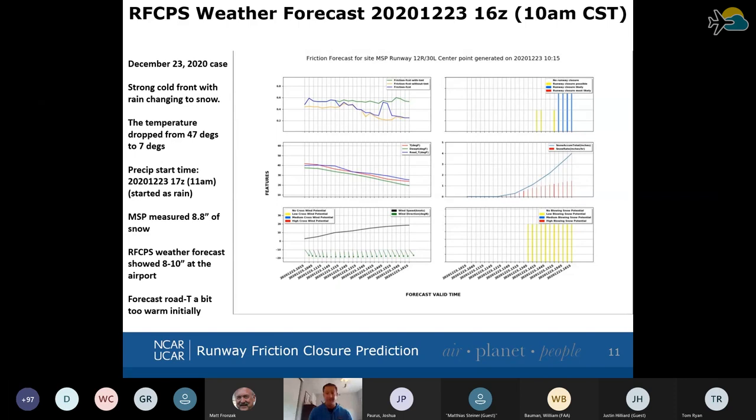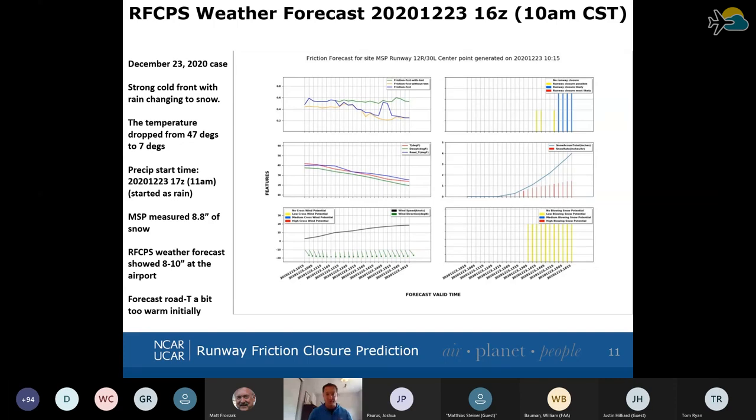We identified a few issues and we were able to make some improvements. But I thought I would start with just some more common cases, just to get an idea of the system performance during the middle of the winter. So this first event was December 23rd. This particular event was a strong cold front where there was rain changing to snow. And then the temperature dropped from around 47 degrees to 7 degrees.